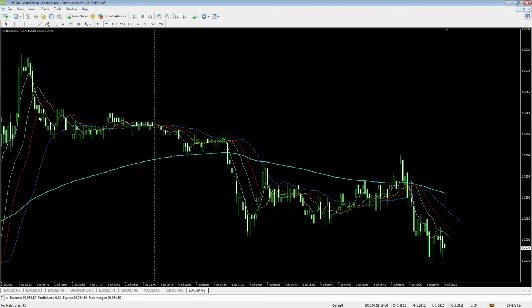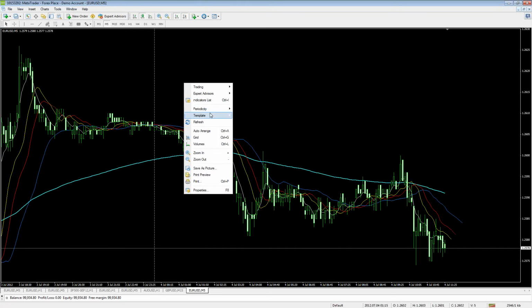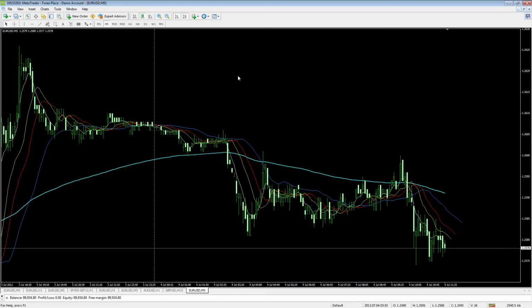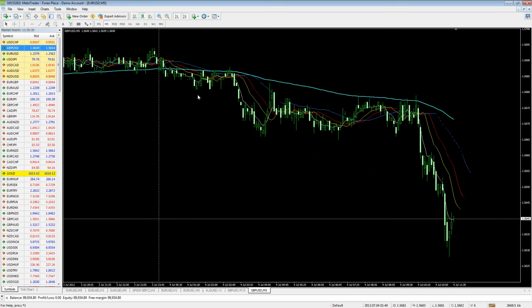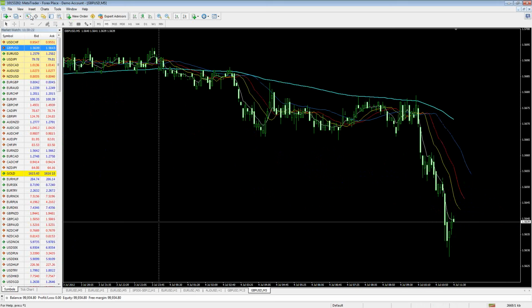I don't like the way these 5-minute candles look here. They look very choppy, and I'm sure it's just because it's a demo account. They shouldn't look like that. They should look a little bit different. Anyway, let's see if the pound dollar gives us, okay, these candles look a bit better.